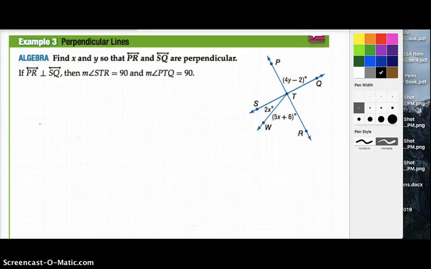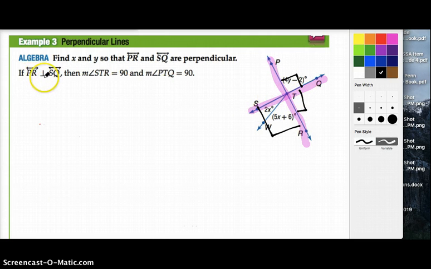Okay, so example 3, we're looking at perpendicular lines. Find x and y so that line PR and line SQ are perpendicular. So let's take a look. If line PR and line SQ are perpendicular, that's these two. Let me highlight them a little bit, keep my focus on them, PR and SQ. Then what that means is that this angle here would be 90 degrees. This would be 90. These two over here would add up to 90 degrees, right? So that's what that tells me.